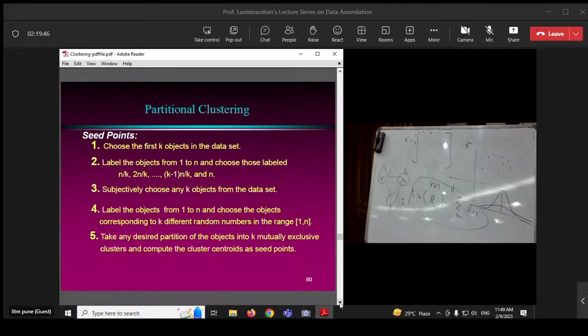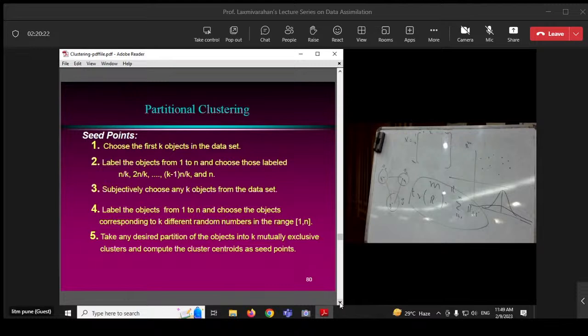So what is the first method? You can pick any k data points. What is the second method? Each object is labeled 1 through n. You choose the objects n over k, 2n over k, 3n over k, up to (k minus 1) times n by k. So first is arbitrary k. Second, those that are multiples of n by k.